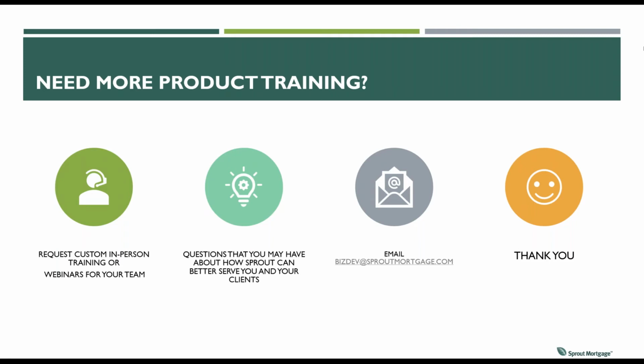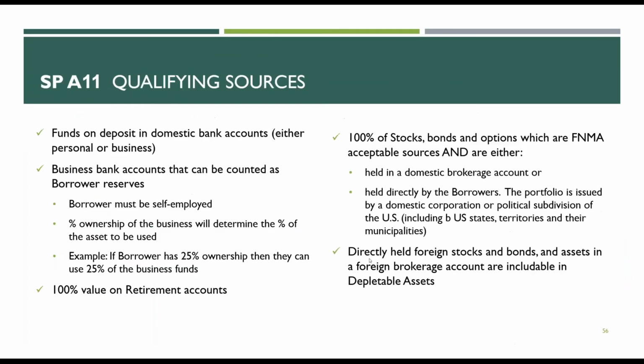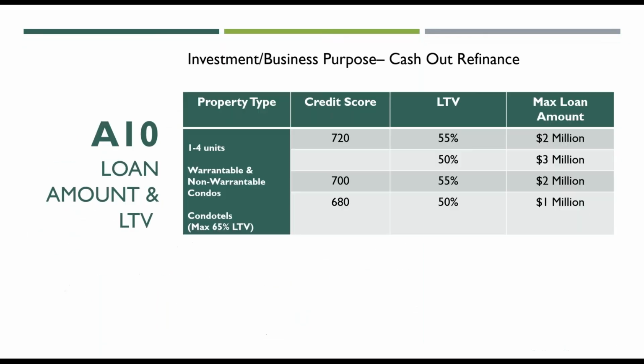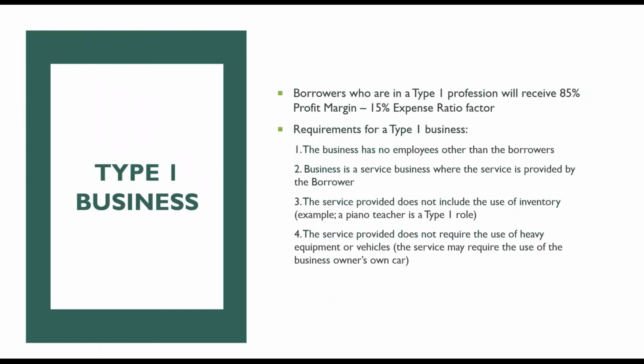And I'll go over the questions here with the answers as well. So will a realtor be a type 1 business? I'll go back into the slides so that we can have this for reference here. The short answer is yes, they would be categorized as a type 1, and we do allow cash out for our investor products.